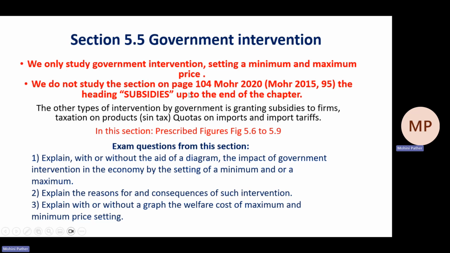Next, we get to the fun part. Okay, so this is covered, I believe, on page 104 of your textbook. This is where we start looking at government interventions. So very often, government gets involved and they start either granting subsidies to firms or taxing certain products.